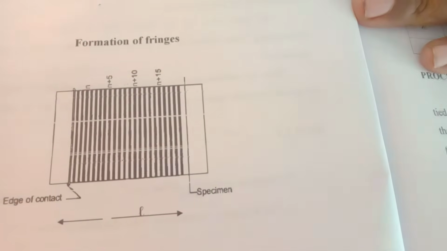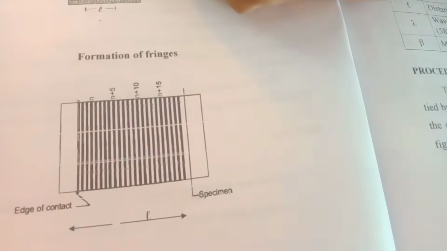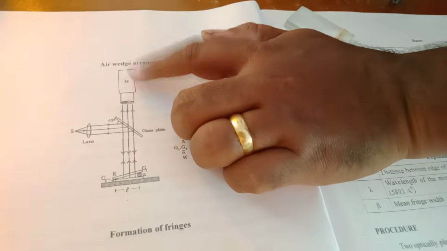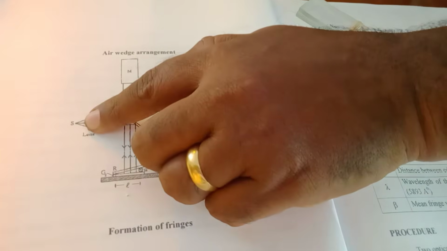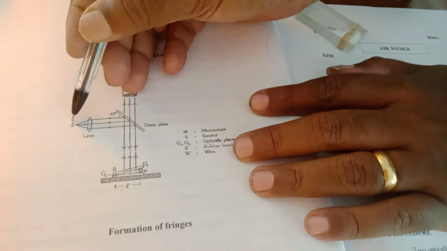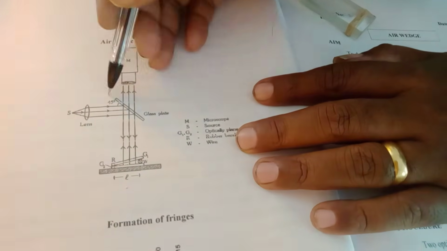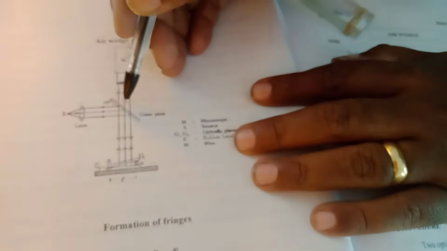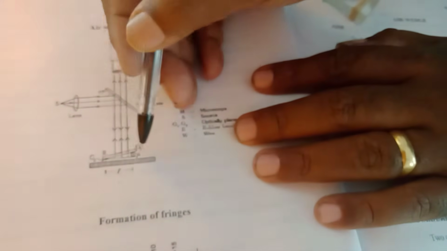Once again I repeat, what about the arrangement? One microscope is there, and also the source, that is a sodium vapor lamp, and a 45-degree inclined glass plate. Below that, there are two glass slabs. Within those two glass slabs there is a space, and in that space the wire whose diameter is to be found out is placed. So this is the arrangement. I already showed that in the demonstration also.